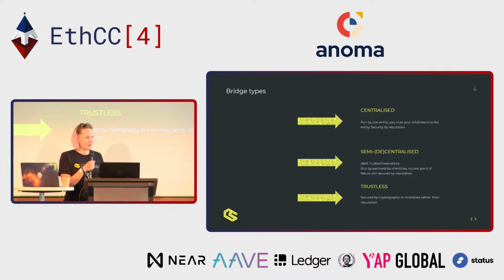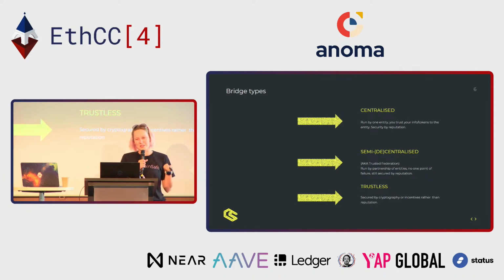And to prevent that, there's a next step: semi-decentralized bridges, also known as trusted federations. That's when you have a partnership of companies, or several entities that may not trust each other, but definitely have reputation at stake. So there's not one point of failure at this moment, but the bridge is still secured by reputation. Technically, if they all come together and decide that they want your funds gone, they have a technical possibility to do it.